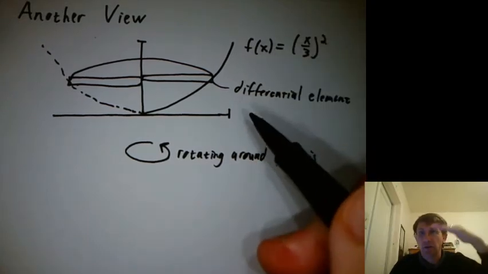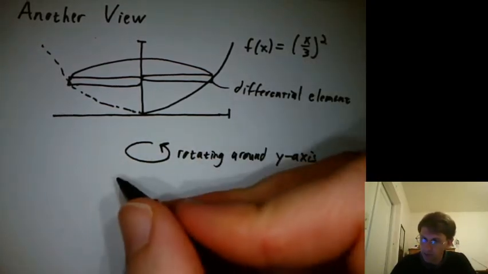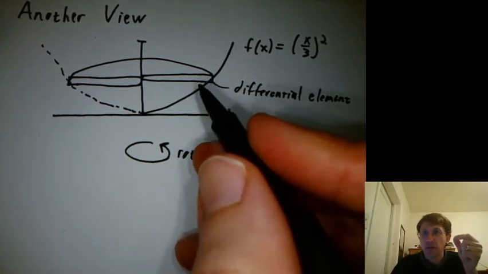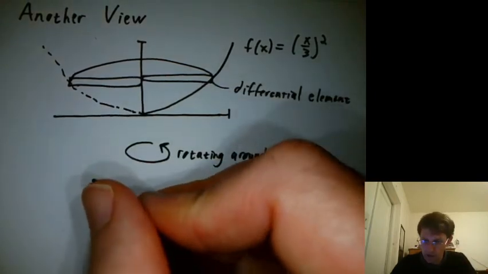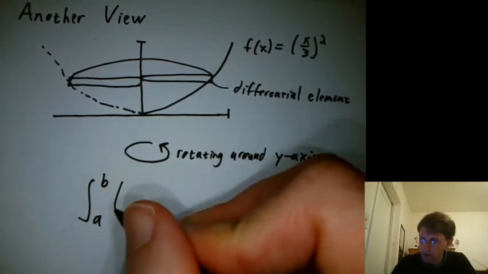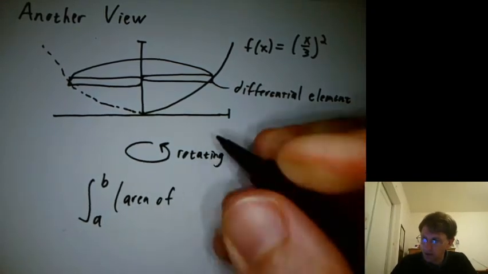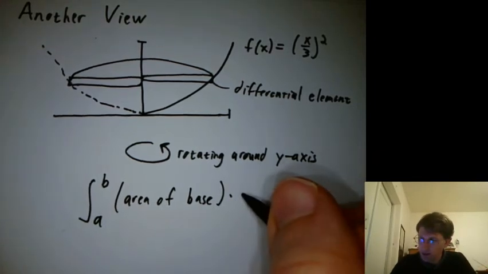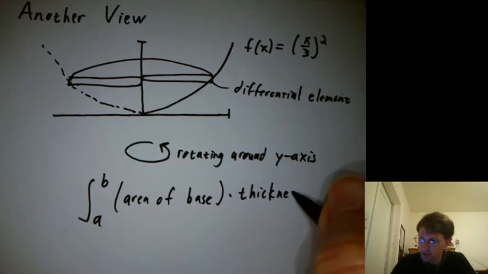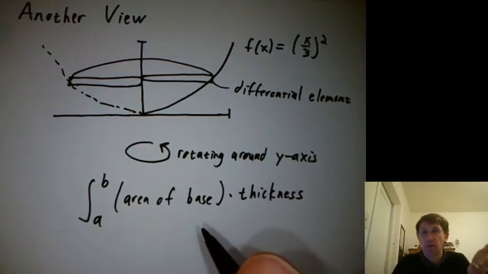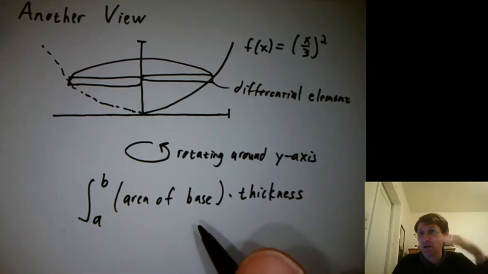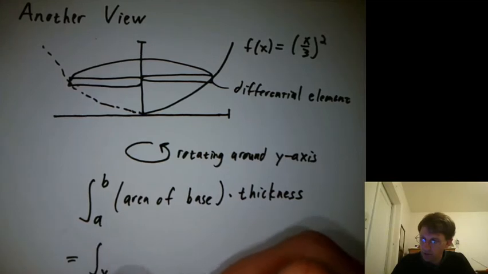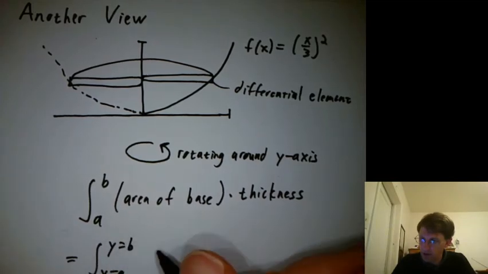And then we'll just add up the volumes of a bunch of those, right? Before we had the formula: volume of each element, add it all up. So we could say integral from a to b, the area of the base, like the planar area, times the thickness. And that was true when we were integrating with respect to x. Now we'll just be integrating with respect to y. We'll just be slicing it like that. So this will be the integral from y equals a to y equals b.